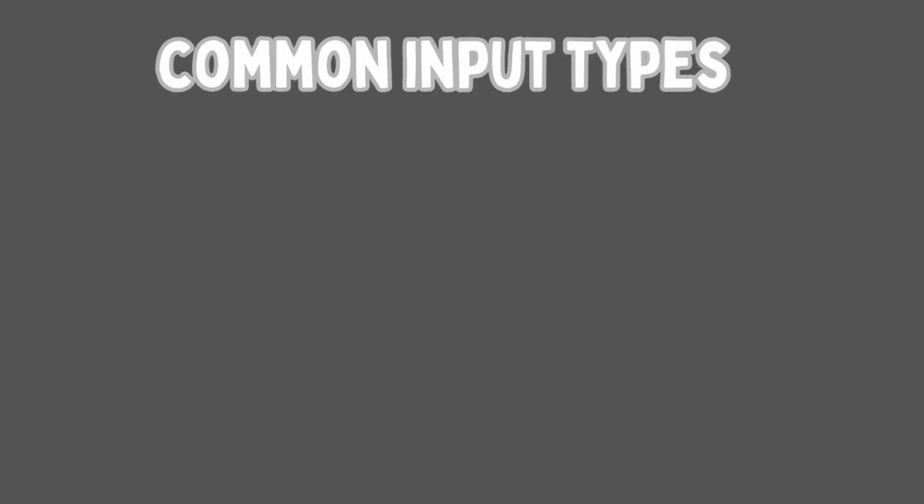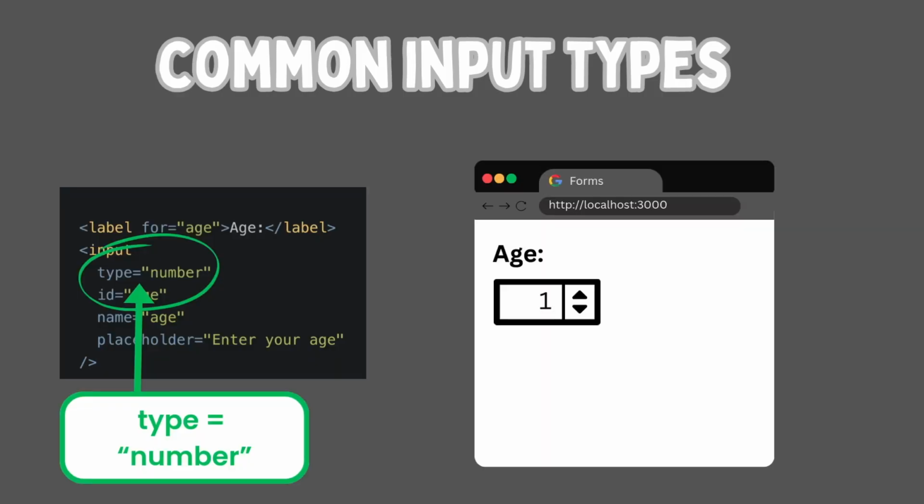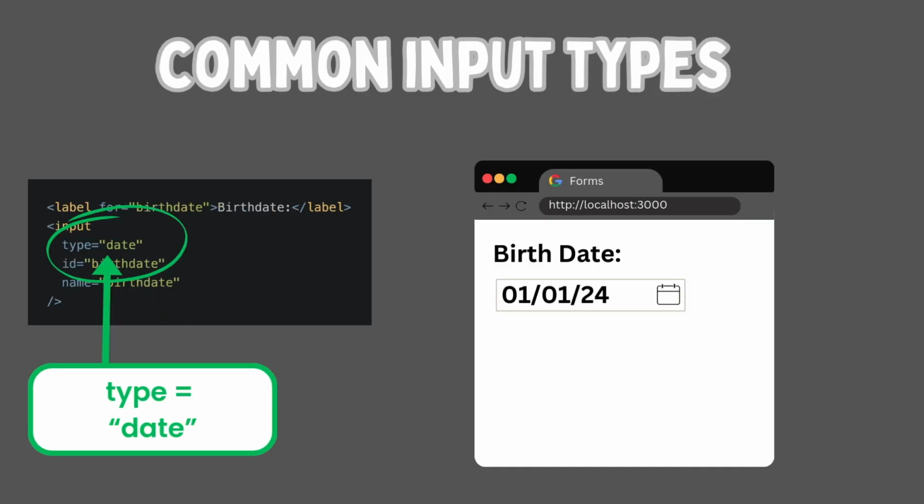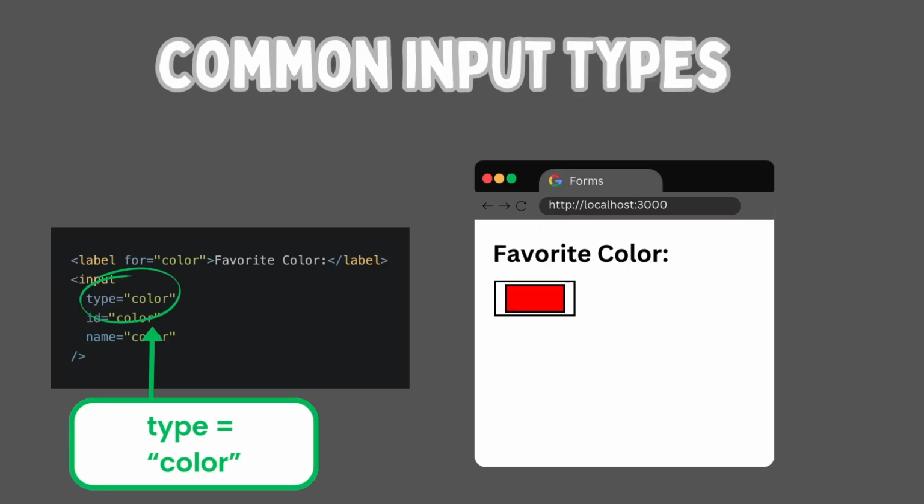Let's explore a few other input types that you might find useful in your forms. The number type lets users enter numbers only, while date opens a date picker for selecting a date. The color type opens a color picker, which is especially fun for forms where users need to pick colors.